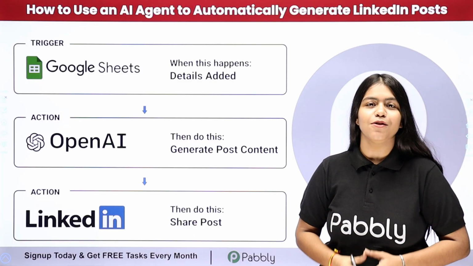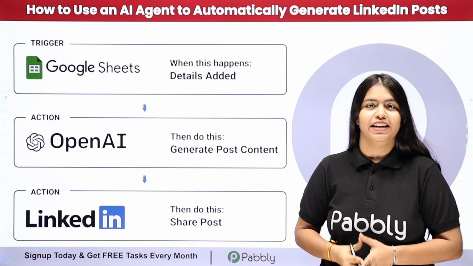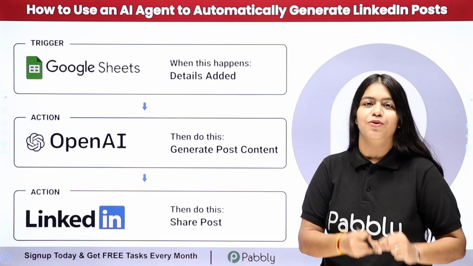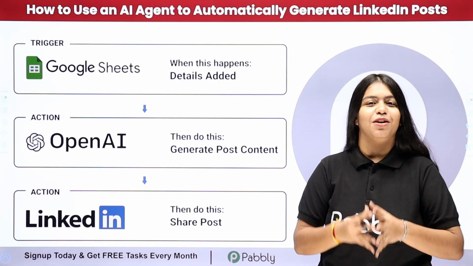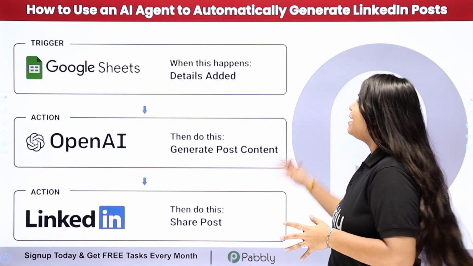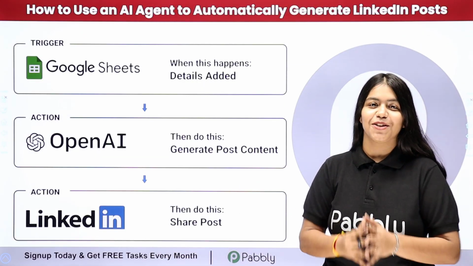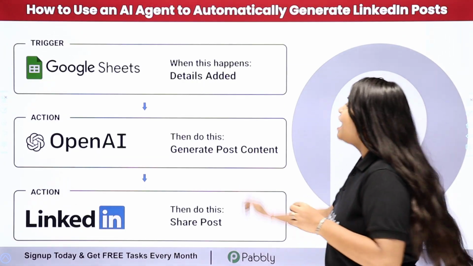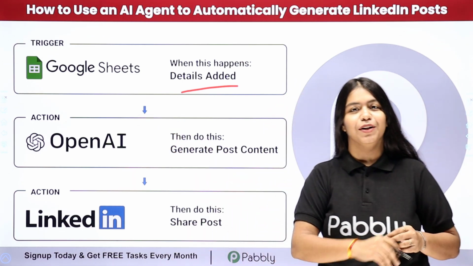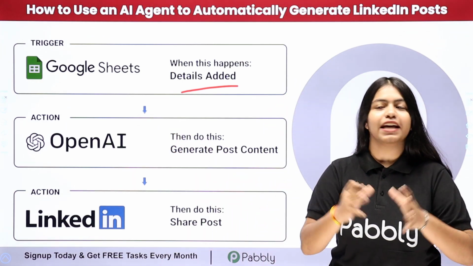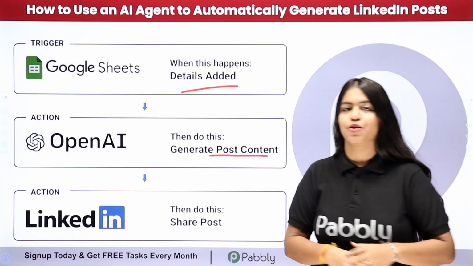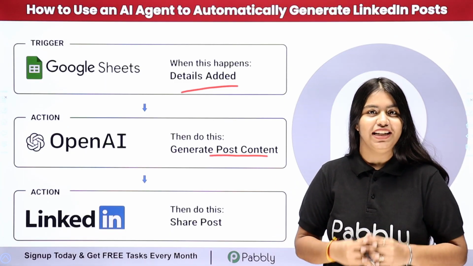So like you, I also used to manually post on my LinkedIn account, but it is a task to sound creative every time. So to solve this problem, I've simply created this amazing automation where what is going to happen is that as soon as I add the post details into my Google Sheets, automatically my AI agent is going to generate me the post content which we can further post on our LinkedIn account.